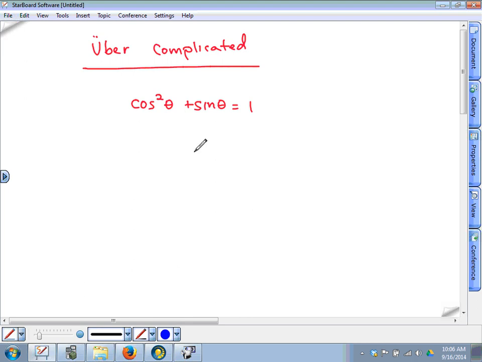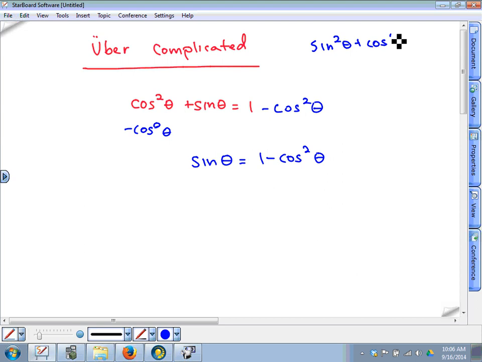Okay, stop there. Did you guys hear what he said? This is a great idea. Subtract cosine squared on both sides. So now we have sine of theta equals 1 minus cosine squared theta. 1 minus cosine squared, that's the one. That's probably the most commonly used trig identity, called the Pythagorean identity. Sine squared of theta plus cosine squared of theta equals 1. This is the most widely used trig identity.